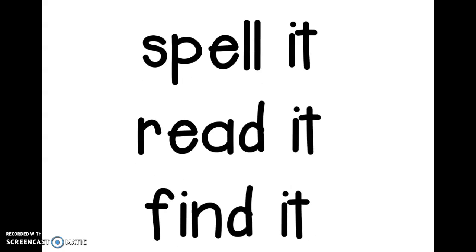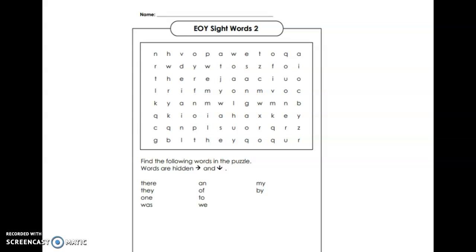Now we're going to look at our second word search puzzle. We're going to spell the word, read the word, and find it. This is your word search puzzle. You're looking for the words there, they, one, was, an, of, to, we, my, and by. As we go through and spell the words and read the words, you'll pause the video to find the words. Then you will mark them out at the bottom of the page.